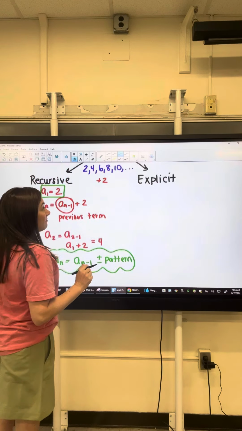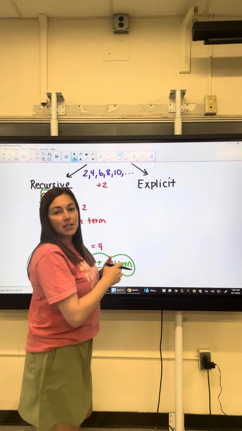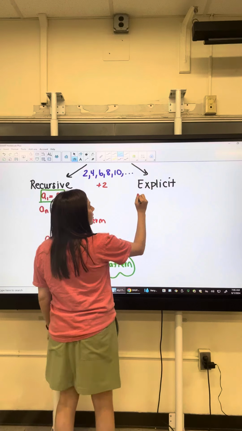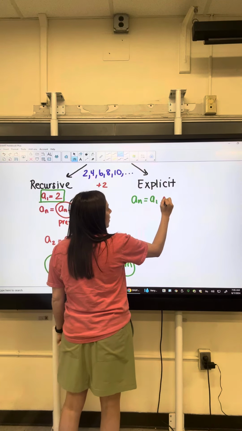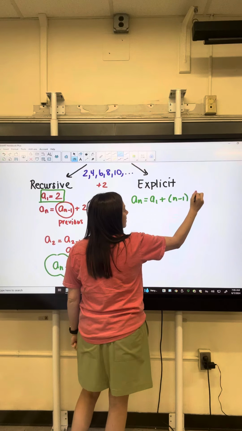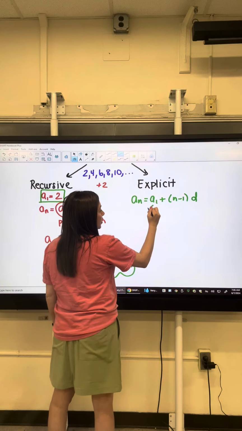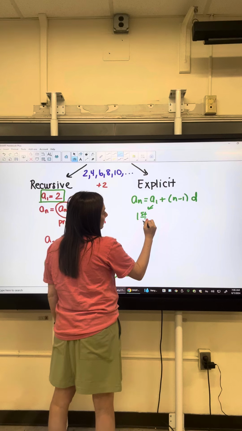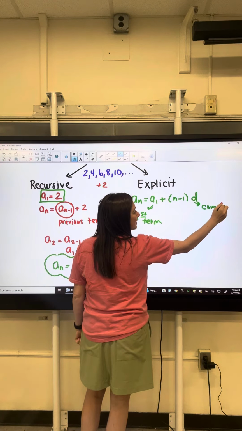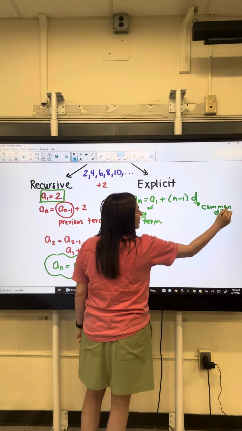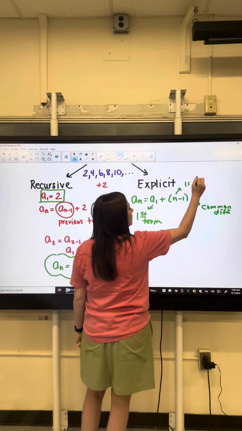Now, explicit, I think explicit is nice. Okay, so for explicit, there is a formula. A sub n equals a sub 1 plus n minus 1 times d. What does all of this mean? We just said a sub 1 is first term. D is the pattern. It's called the common difference. And n is the term number. So n is in general.